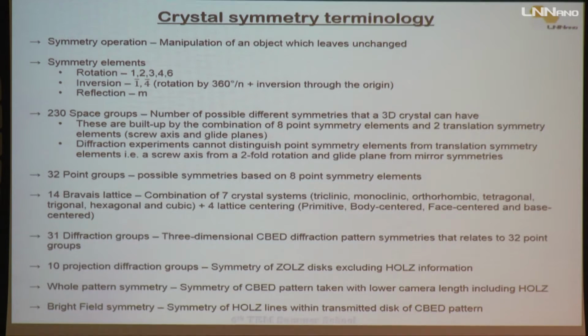And based upon the CBED experiments, the 3-dimensional CBED diffraction pattern symmetries that relate to the 32 point groups are called diffraction groups, and there are in general 31 diffraction groups. And again, depending upon how you set up the CBED pattern or how you acquire the CBED images, it gives you the projection diffraction symmetry. The symmetry of zones excluding the HOLZ information is called projection diffraction symmetry, and there are in general 10 of them.